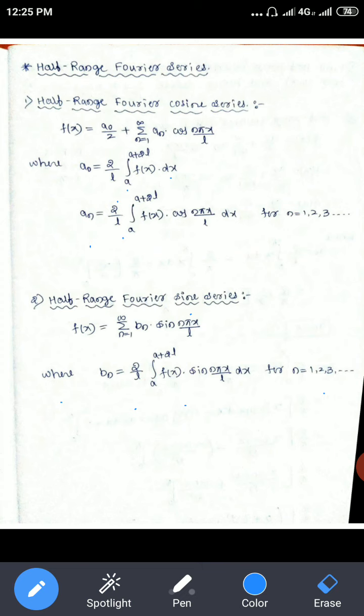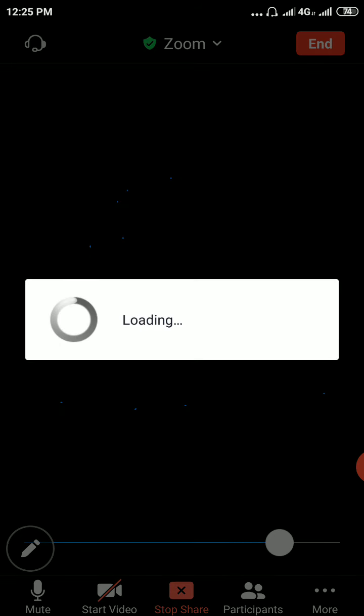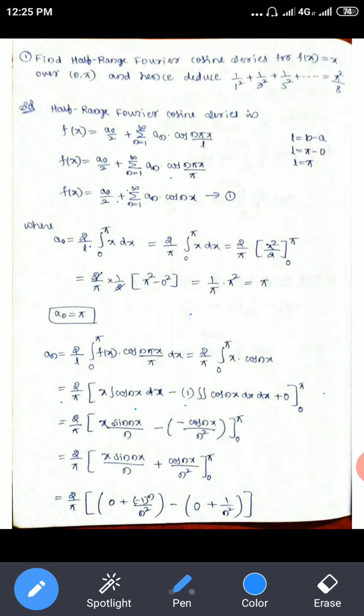Next thing is that we'll solve the examples. So please concentrate on these examples. Find half range Fourier cosine series for f of x is equal to x over 0 to pi, the interval is 0 to pi, and hence deduce 1 upon 1 square plus 1 by 3 square plus 1 by 5 square is equal to pi square divided by 8. So here let us go one by one.